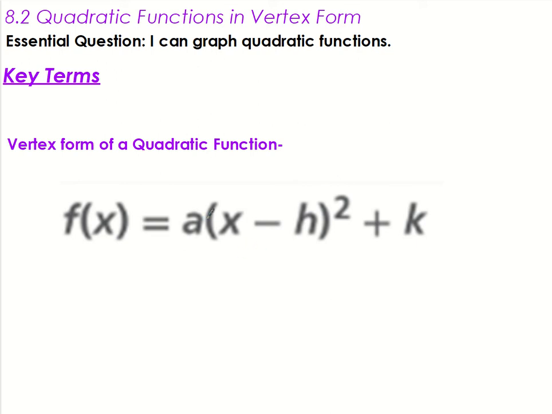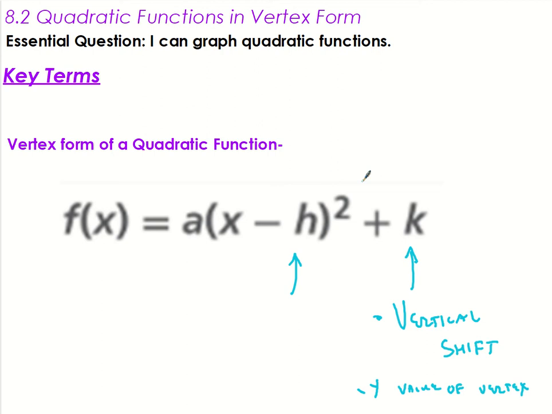Now, what we can do is point to a couple of these values and show what they do. So this k on the outside is a vertical shift from the parent function, or a vertical shift of the vertex. We can even write that it is the y value of the vertex.